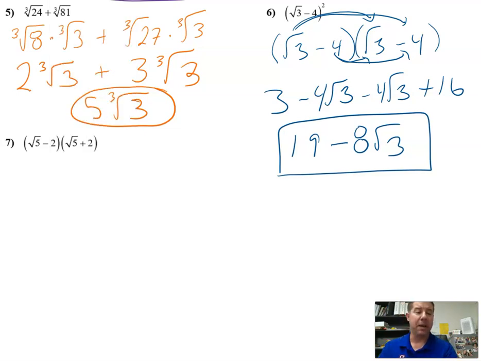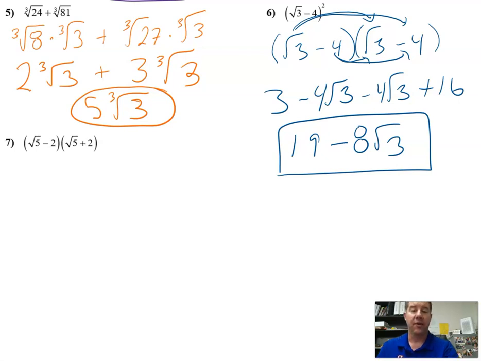This is a special kind of product. When you have the same number in front, and one's a plus, one's a minus, doesn't matter the order, and the same number in the back, these are called conjugates. And they're really kind of handy. We like to use these a lot, and you'll see what happens. It's a good way to get rid of radicals altogether.